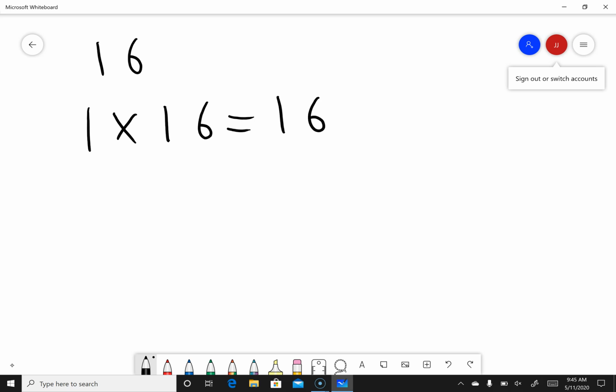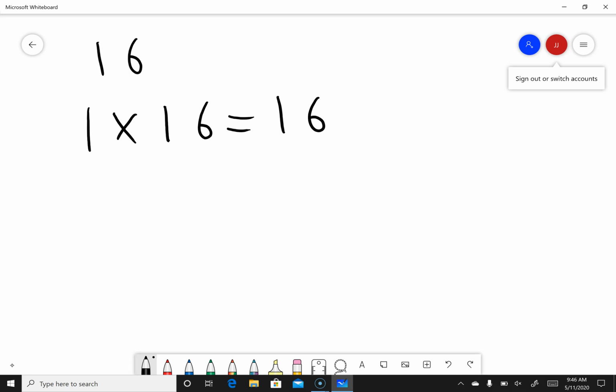Here I have a number. This number will be 16. And we're going to find all the possible factor pairs for 16. Okay? So let's think for a second. What times what equals 16? Well, I know that 1 times 16 equals 16. So 1 and 16 are a factor pair for 16.